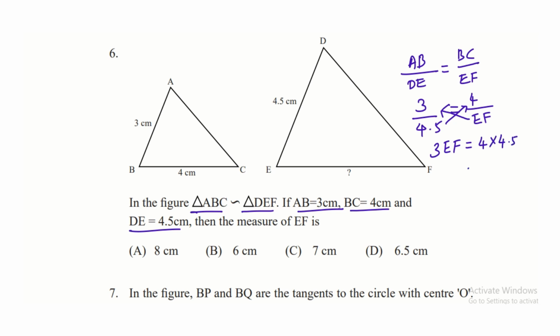So just multiply 4 into 4.5. We get 4 5s are 20, 2 carry, 4 4s are 16 plus 2, 18. So it is 18.0, so that is 18 itself. So transpose 3 to RHS, it goes to division. So EF equals 18 divided by 3. So 18 is divisible by 3 for 6 times. So EF equals 6 centimeter. So the answer is option B, 6 centimeter.